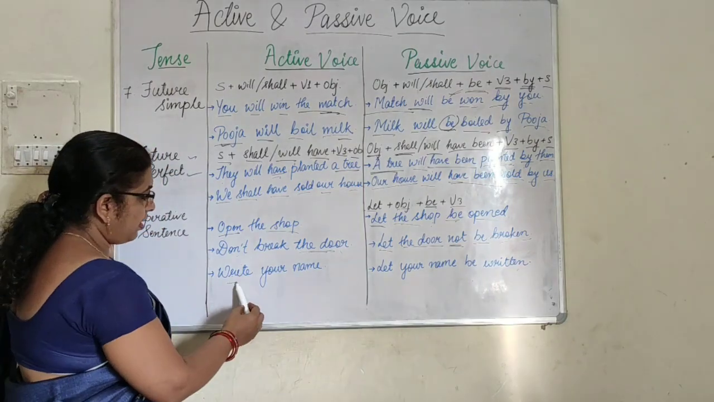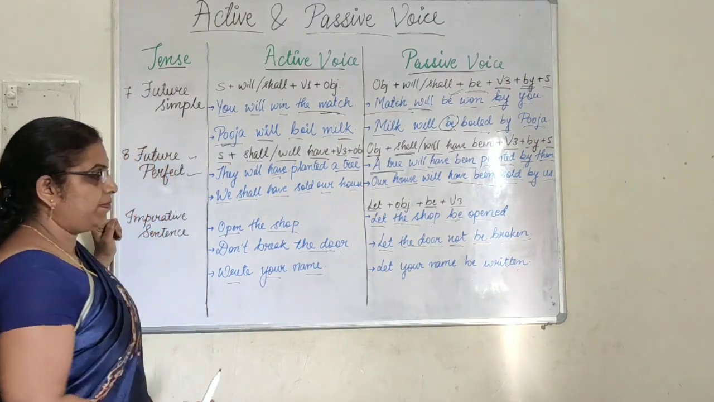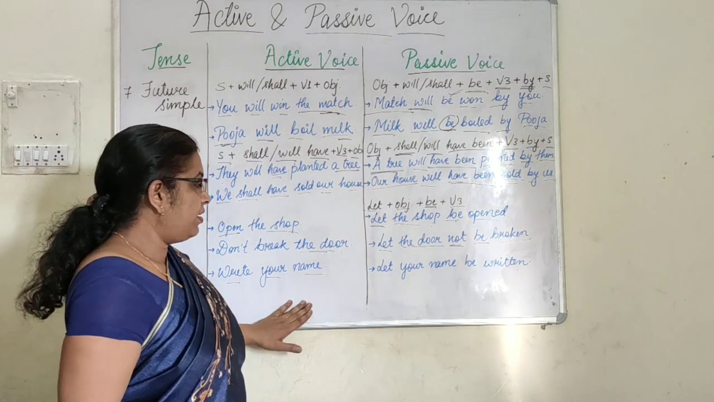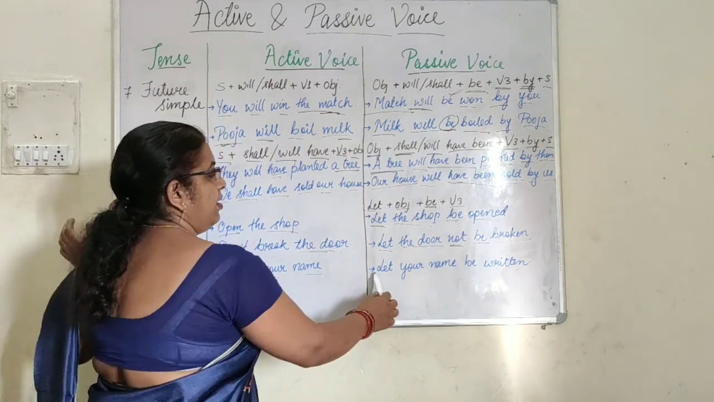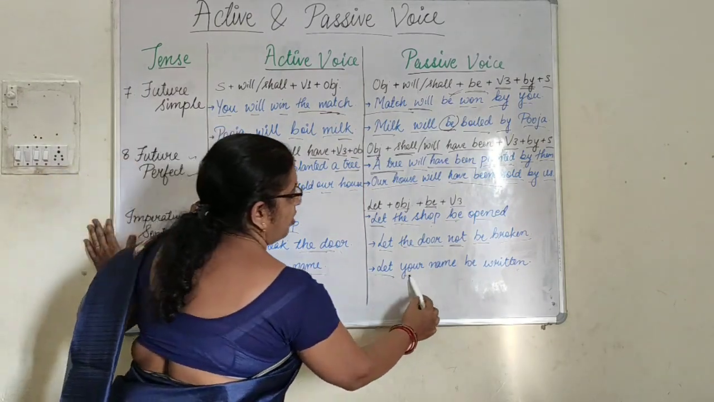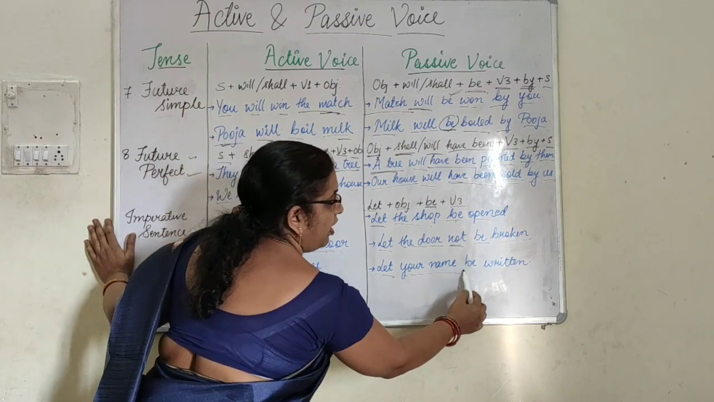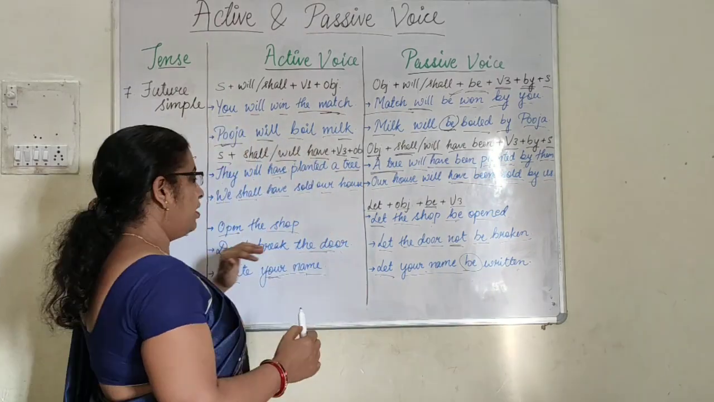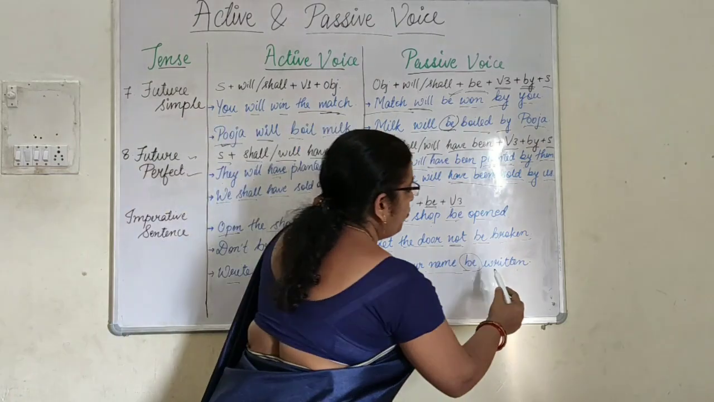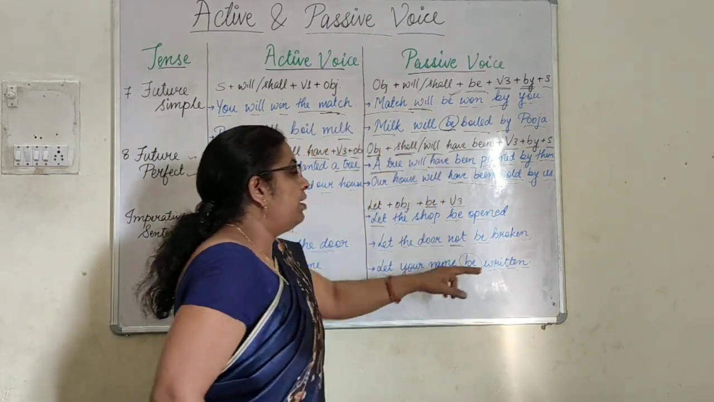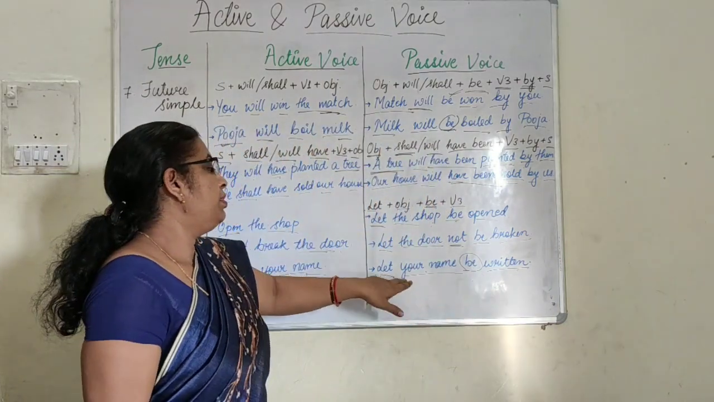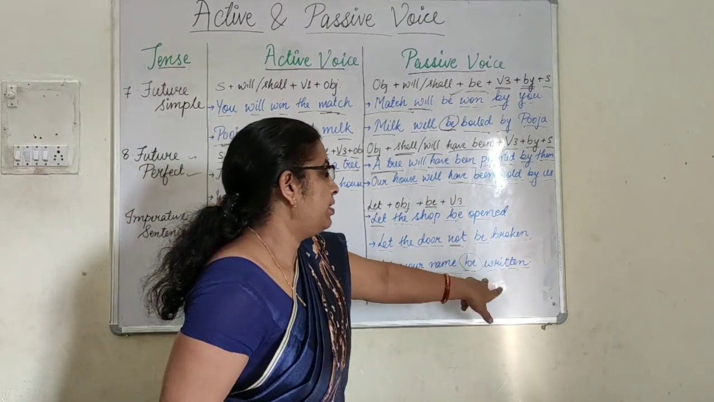Next sentence is write your name. This is the imperative sentence. When it is changed, let your name, it should come in front. Let your name, with that be is added. Let your name be, verb third form, written. Then it becomes let your name be written.